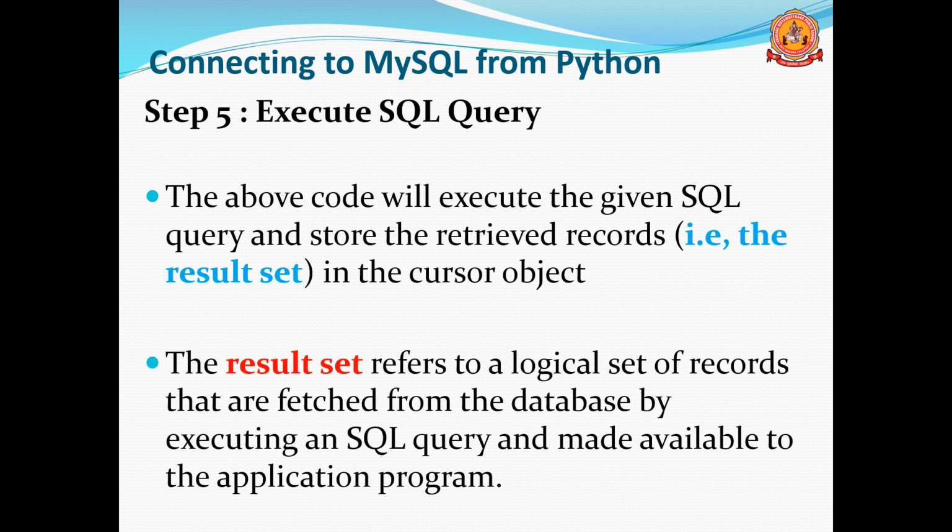So what is a result set? Whenever you execute the query, the data will be fetched from the database. After fetching, the data is not displayed to the users, but it is stored in the cursor object. From the cursor object, the program can use that data. Data stored in the cursor object is known as the result set, and the program can use it.